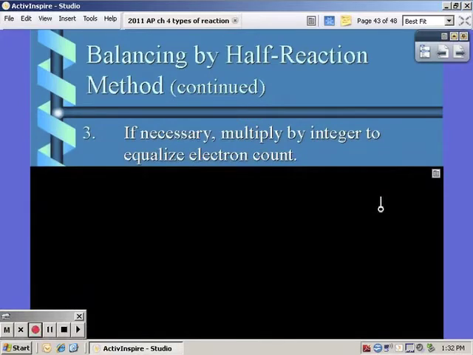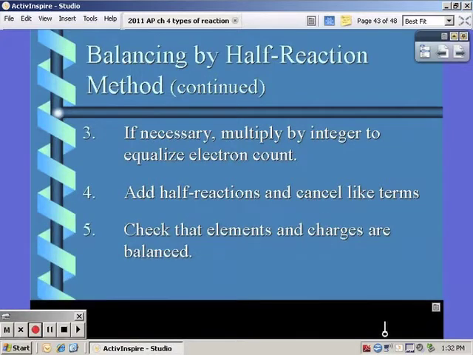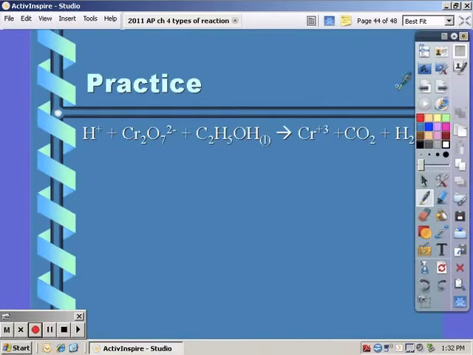Then, if necessary, you need to multiply both reactions by a number so the electrons will cancel out, and then add the half reactions and cancel like terms. We're going to work through these steps to solve this one.